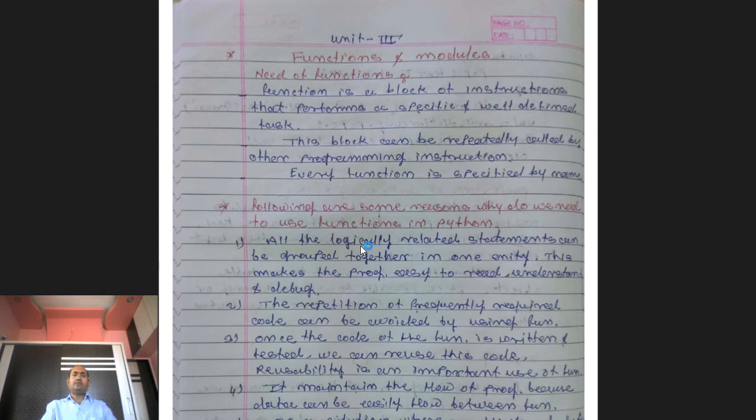A function is a block of instructions that performs a specific and well defined task. So basically, what does function mean? Suppose you are writing some code in Python, and that code does some particular task. That particular 3-line code, 5-line code, or set of instructions written to perform a single function or a particular task, these sets of instructions are called functions.